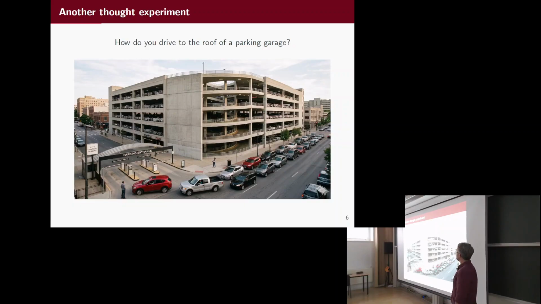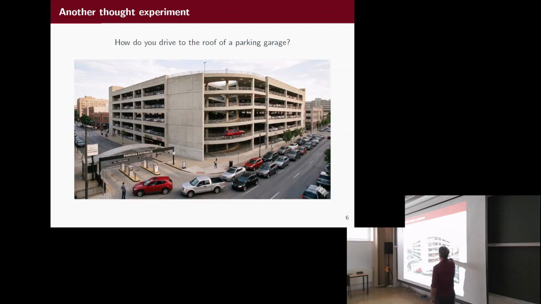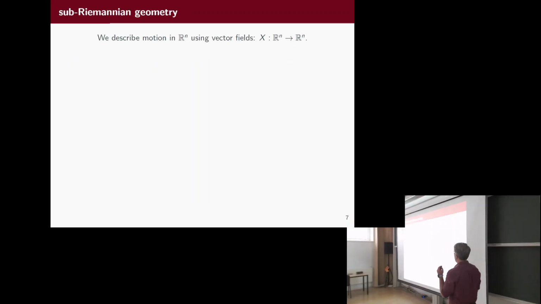How do you drive to the roof of a parking garage? The much simpler explanation: you don't do that. What you do is you drive up the ramp, right? This very American picture here. You drive up the spiral ramp. The only way you're going to get to the roof is if you're on the ramp, right? That's the only way to move up or down.